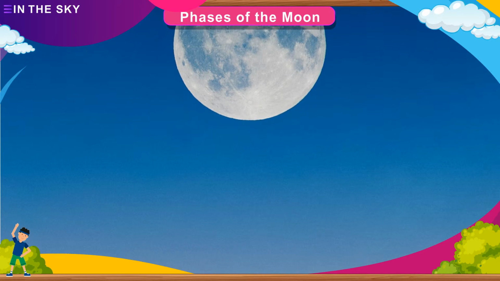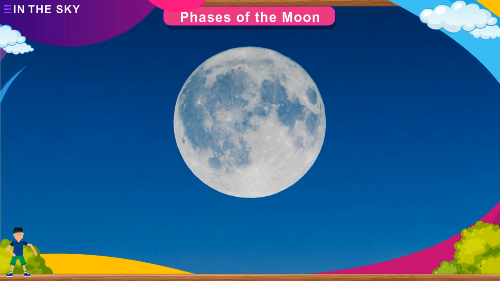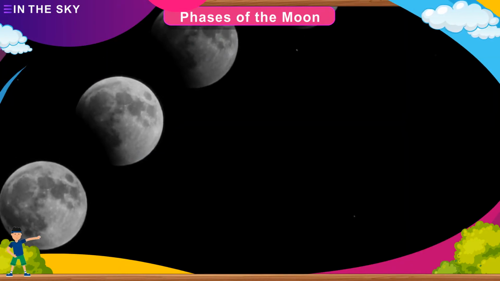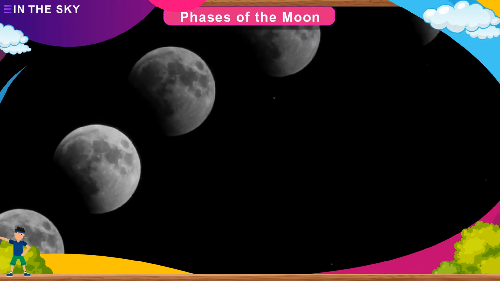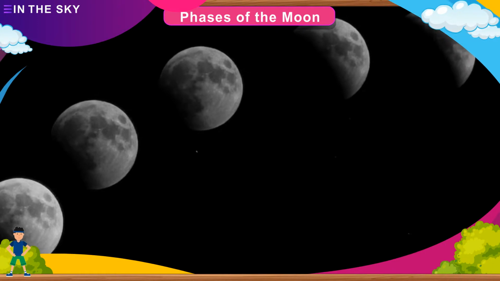After 2 weeks, the earth comes between the sun and the moon. Then we can see full moon, Purnima. Sunlit portion of the moon continually decreases. This is called the waning or the reducing phase of the moon.